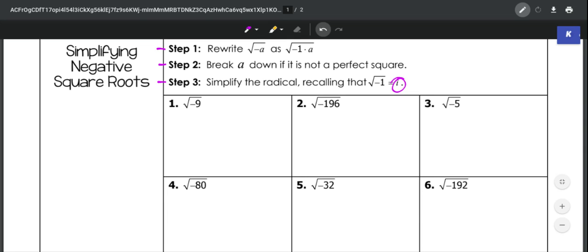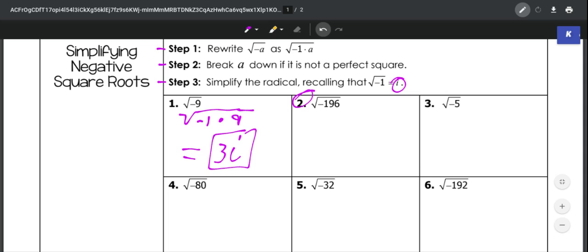Number 1 is the square root of negative 9. We can't just straight up do that, so we have to account for it with an imaginary number. The first step is breaking apart the negative 1 from the 9. So you're going to rewrite this as the square root of negative 1 times 9, and then take the square root of each of those. The square root of negative 1 is just i, and the square root of 9 is 3, so our answer is 3i.